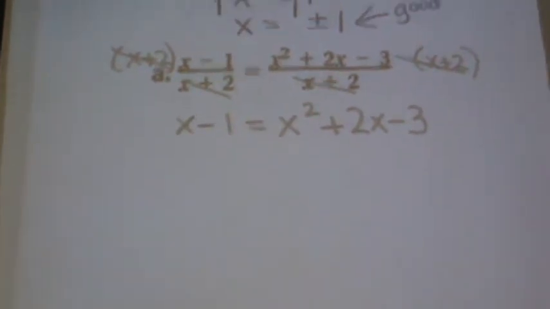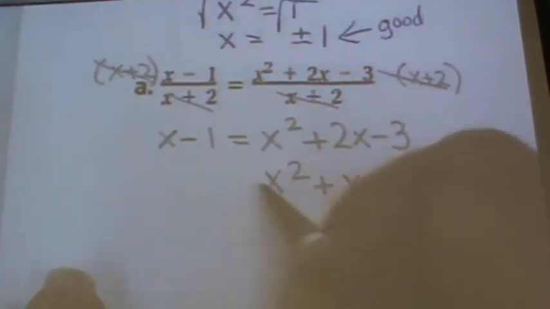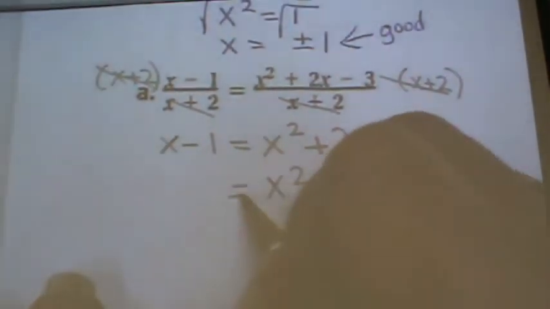Okay, next, what do you do? Put it all on one side. Get everything to one side. So factor it? X squared, you're gonna bring that up, plus 1x minus 2. Minus 2. Good.